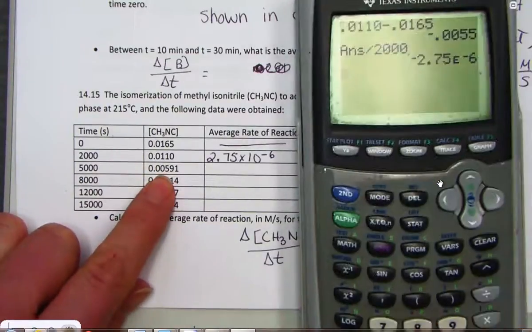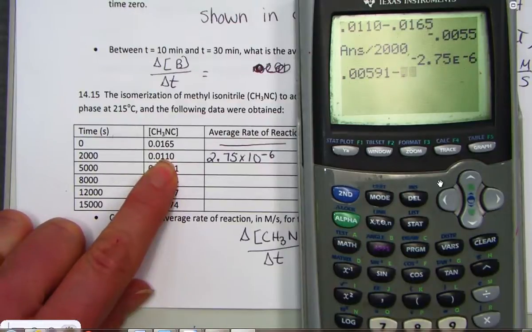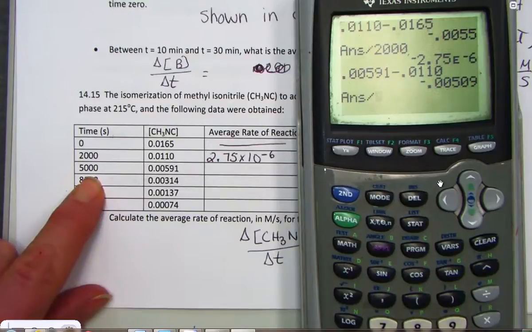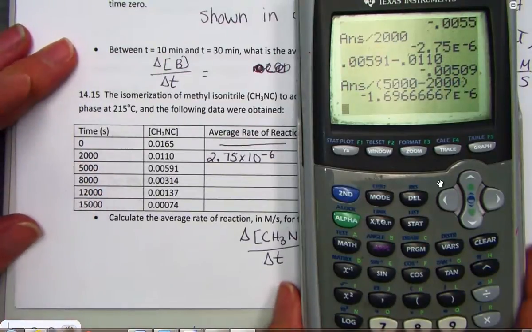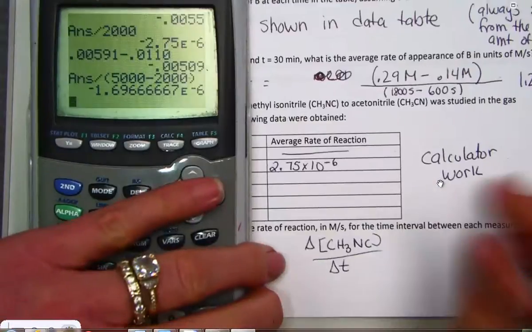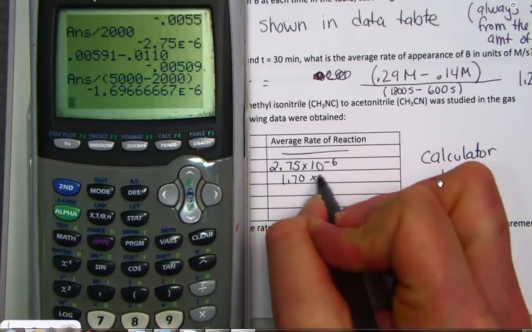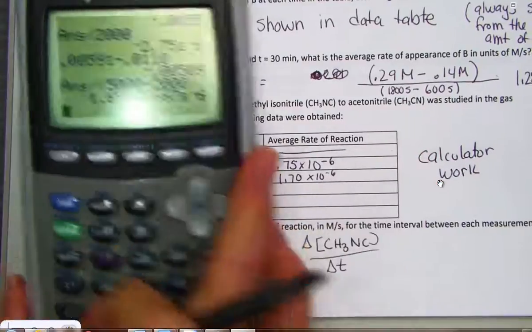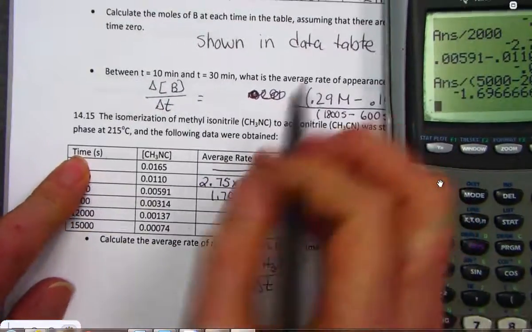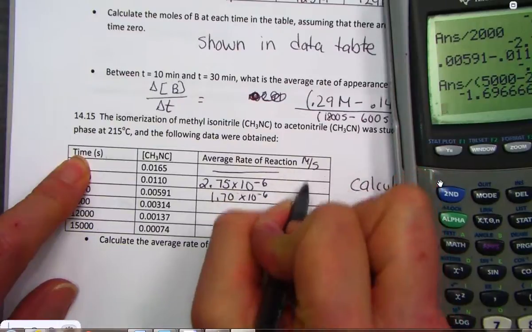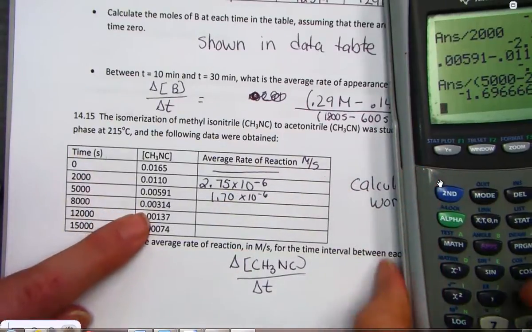Let's keep going. 0.00591 minus the previous line, 0.0110, divided by the time interval of 5,000 minus 2,000. And we get a rate reported as 1.696. Let's call that 1.7 times 10 to the negative 6. And that would be in molarity per second. Let me write that up on the top of this grid, and that will carry that unit all the way down. Keep going.